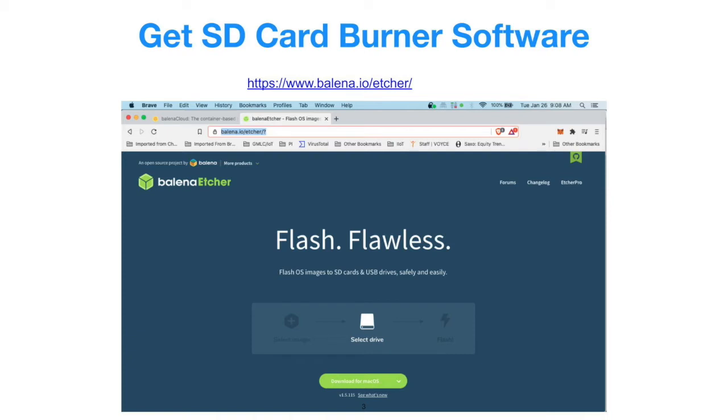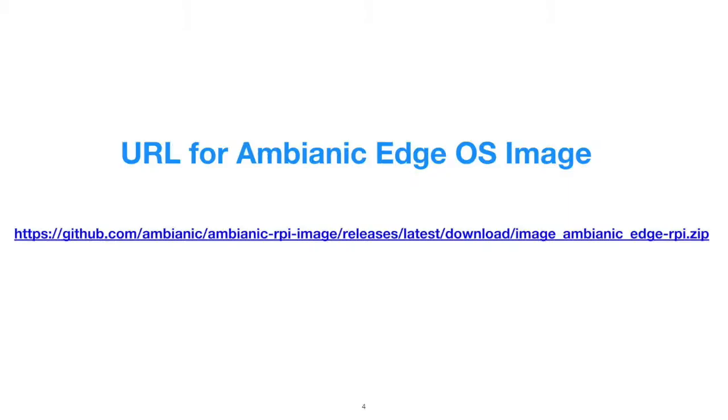Please click on the web link and install Balena Etcher software. The Etcher software will allow you to install the Ambianic Edge installation software to the SD card. You will use the above URL in the next step to locate Ambianic Edge installation software. The URL will be used by Etcher to burn the Ambianic Edge installation software on the SD card.